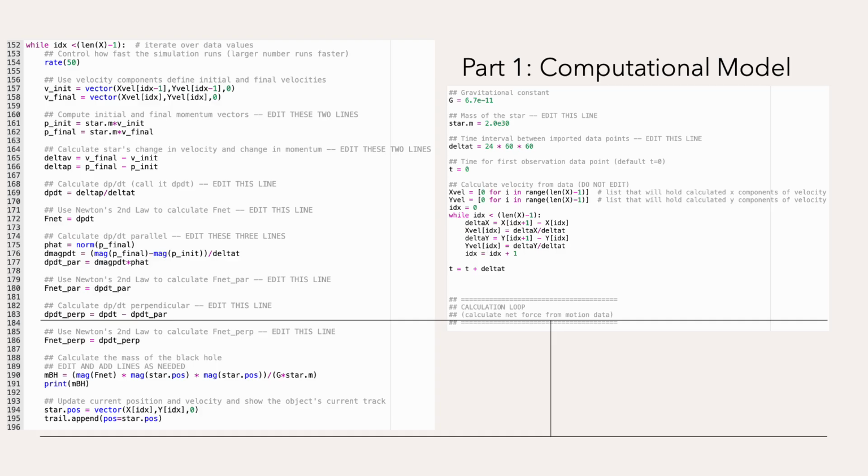Here's the computational model that we used in the first part of the lab. To the left is the calculation loop. Here we determine the initial and final momentums in order to calculate the rate of change in momentum. Next we set F net equal to the rate of change in momentum. Then we calculate F net parallel. Then we calculate the perpendicular component with the fact that dp dt perpendicular plus dp dt parallel is equal to dp dt. Finally, we rearrange the universal gravitation formula in order to calculate the mass of the black hole. To the right are the initial conditions including the mass of the star and the length of the time loop, which will be 700 hours.